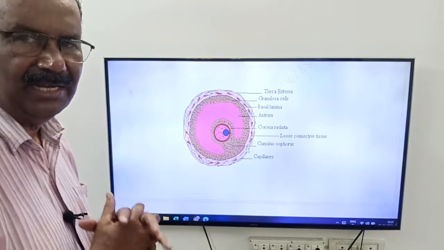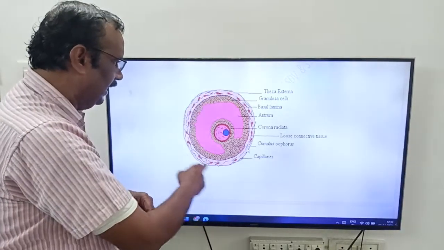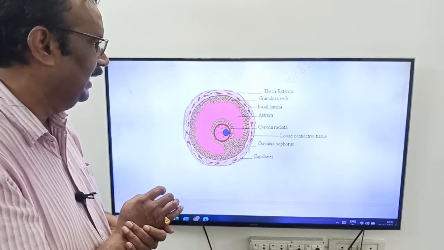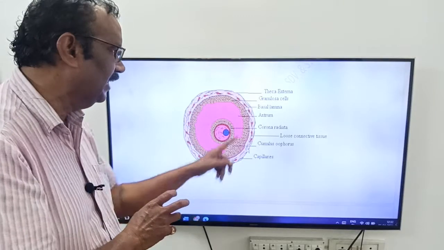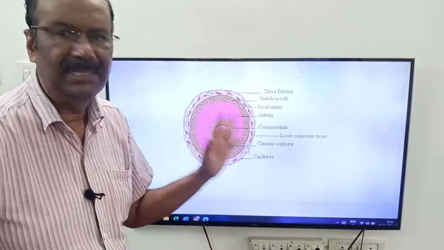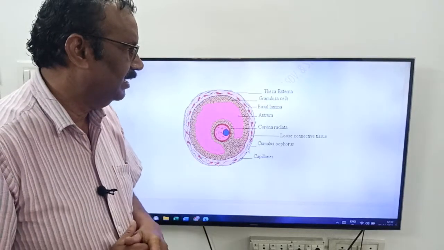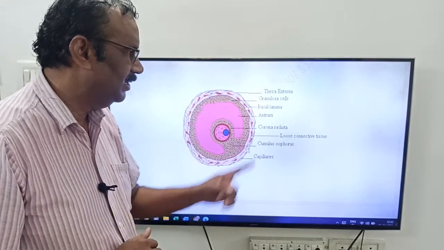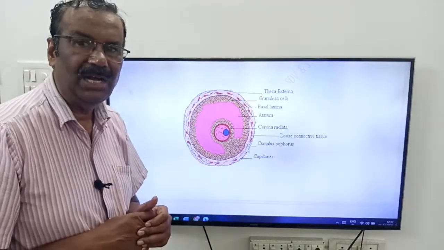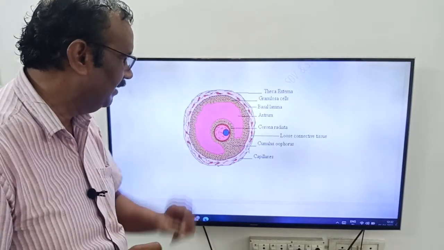First you see this diagram, friends. See, this is theca externa, the outer layer of the Graafian follicle is theca externa. Next, some cells are there, granulosa cells. Here you remember the words, friends. Forget about their meaning and their structure. Theca externa, granulosa cells, basal lamina, antrum, A-N-T-R-U-M, antrum. This is antrum, friends.